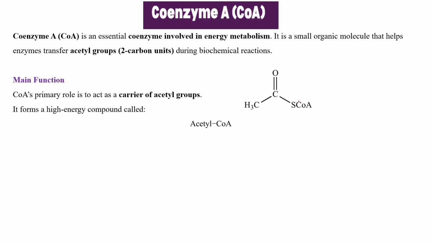So look at this coenzyme A. CoA will bind to the acetyl group, and now you are going to have CoH, right? So CoA's primary role is to act as a carrier of the acetyl group. It transfers an acetyl group, so it forms a high energy compound called acetyl-CoA. That's the reason why acetyl-CoA is called a high energy compound, in a way that it can hydrolyze to give you back your acetyl group and your CoA. The main function of this CoA is to help in transferring this acetyl group to a different compound.